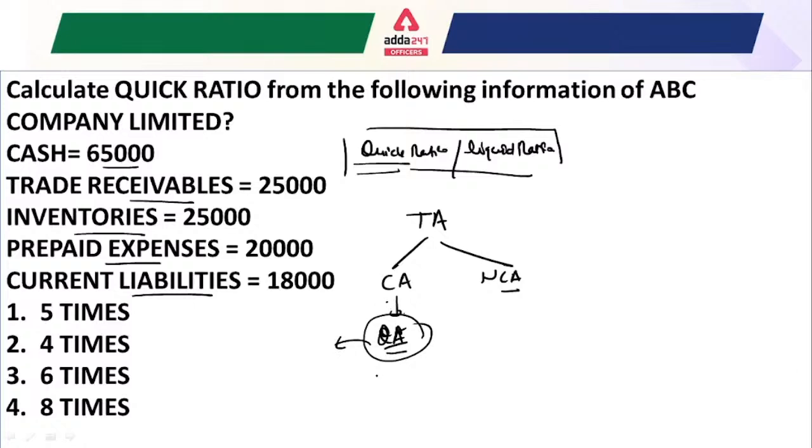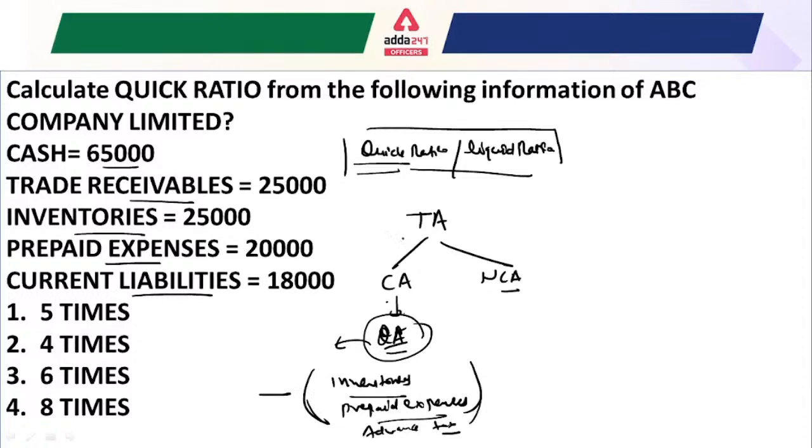From your exam point of view, you only have to exclude inventories and prepaid expenses. Inventories and prepaid expenses you have to exclude for the quick asset. To determine the quick asset, you have to exclude the inventories, prepaid expenses, and advance tax. You have to exclude these for calculating the quick asset, right?